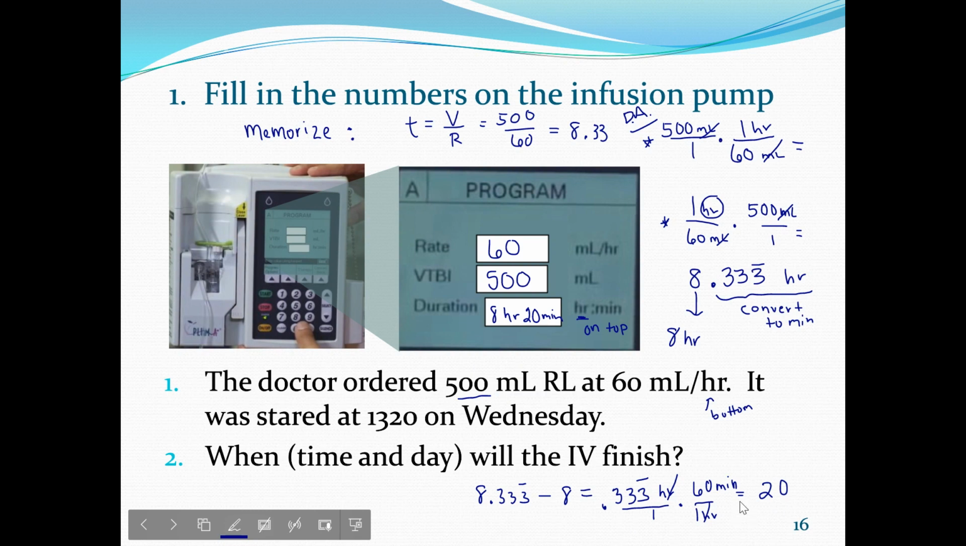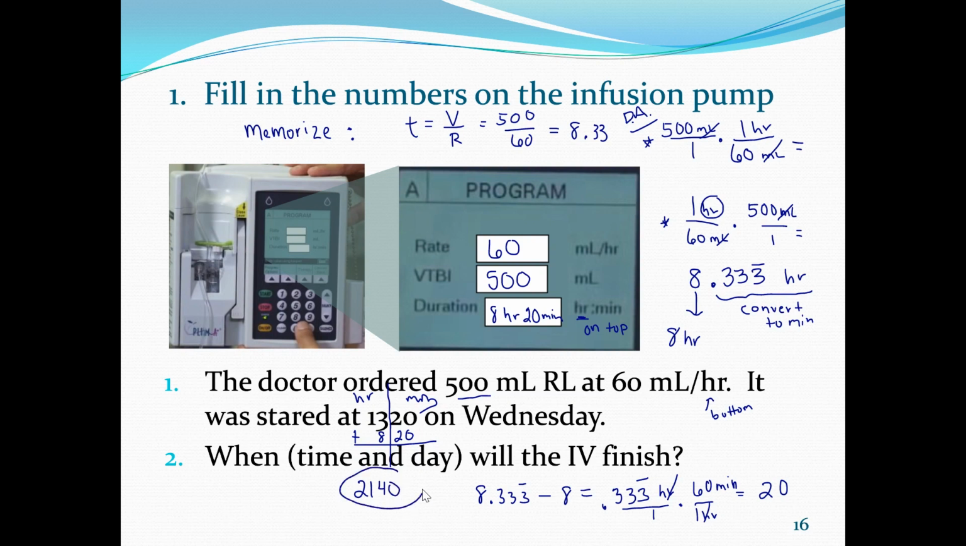Lastly then, it asks us when, time and day, will the IV finish? So I have 13:20 as the start time, and I'm going to add to that 8 hours and 20 minutes. So 13 plus 8, you can do that part, the hour part. So this is divided here. This side is hours, this side is minutes. So 13 plus 8, that gives me 21. And 20 and 20 is 40. So 21:40 is the time of day for that. So time of day, again, it's based on 24 hours in a day.